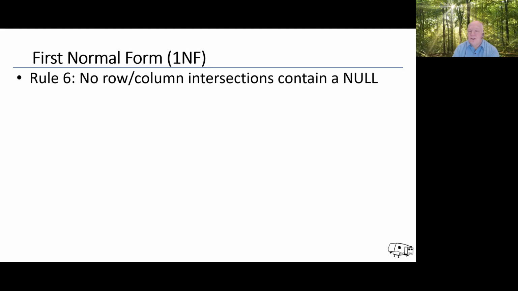The sixth rule is that no row or column intersections contain a null. Now, this one I would have to say is more of a guideline.